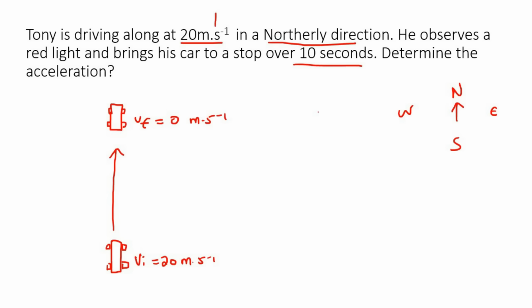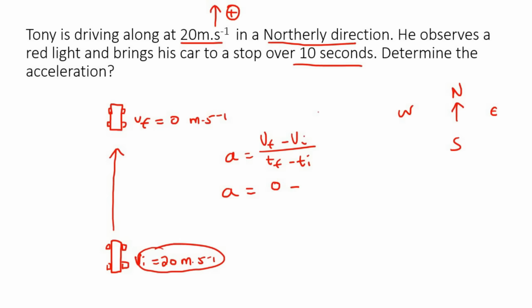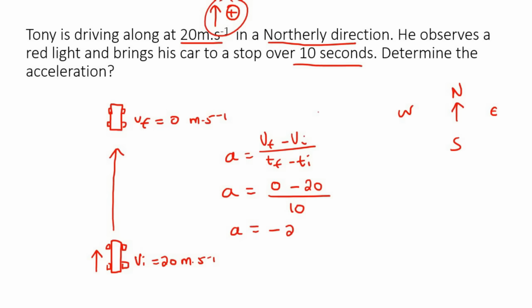Okay, so I'm going to choose upwards as positive. And so we can say acceleration is equal to VF minus VI over TF minus TI. Your final velocity is 0, so you don't have to worry about direction for 0. Your initial velocity is 20, and we're going in this direction, and we chose that direction as positive, so we can put a positive 20, and then your time is just going to be 10 seconds, and so your acceleration is going to be -2.